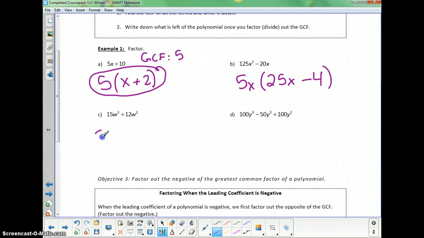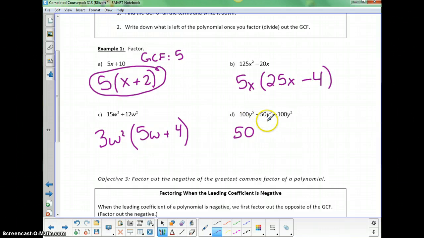15 and 12 can both be divided by 3. W cubed and w squared, so the smallest value is w squared. Let's take that out. When I divide by 3, I get 5. Remove 2w, there would be 1 left. Plus 12 divided by 3 is 4. Both w's have been taken out. So I close my parenthesis, that's finished. If you check it, 3 times 5 is 15, w times w squared is w cubed, 3 times 4 is 12, w squared. So it checks. Alright, and the next one is a trinomial, no problem. We can do 100, 50, and 100 can all be divided by 50.